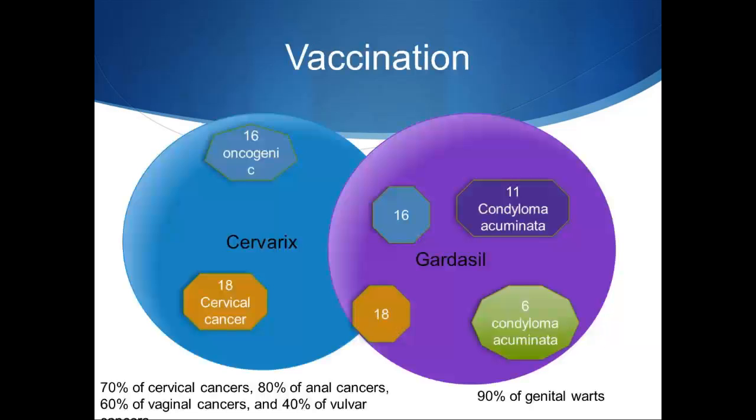Now we have the vaccinations. We have the bivalent and the quadrivalent. The quadrivalent, Gardasil, was approved to be used in HIV men and women through age 26. It contains the 6 and 11 non-oncogenic strains that cause 90% of the genital warts, and 16 and 18, which are the oncogenic strains that lead to 70% of cervical cancers, 80% of anal cancers, 60% of vaginal cancers, and 40% of vulvar cancers. So you can offer it through age 26 to our HIV patients.